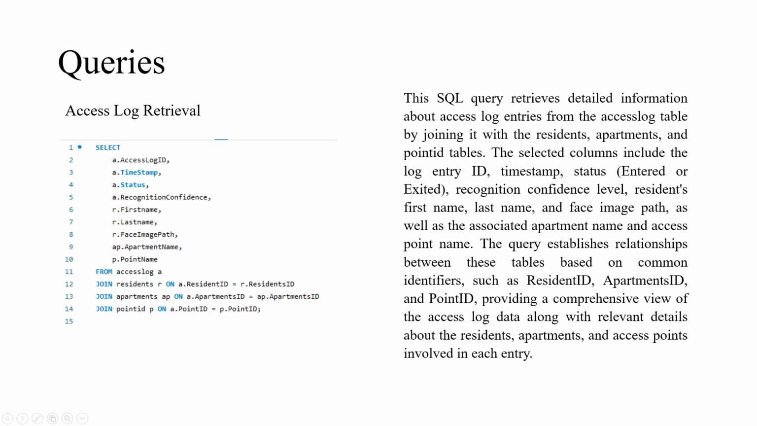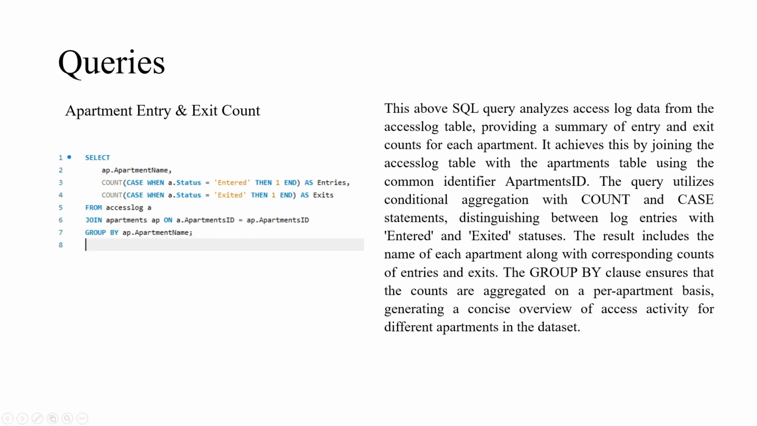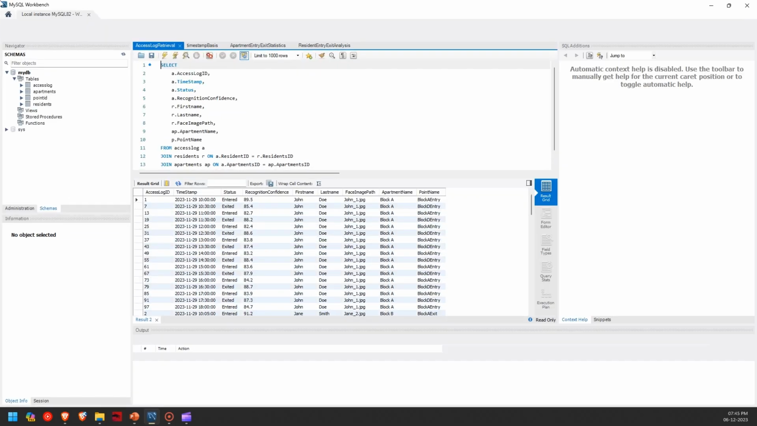So the second query statement tells us about the apartment entry and exit count, by which we can know which apartment has a huge amount of traffic and which apartment has fewer entries and fewer exits. So for the comparative analysis between the apartments, let's dive into MySQL to run this query.